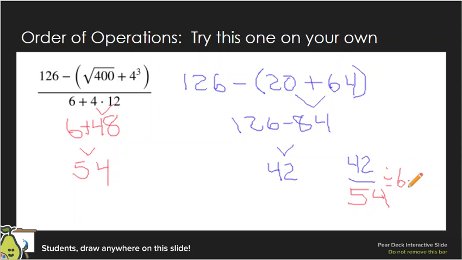To simplify or reduce my fraction, 42 divided by 6 is 7. 54 divided by 6 is 9. So there's our final answer, 7/9. That's an ugly circle, but there's my answer, 7/9.